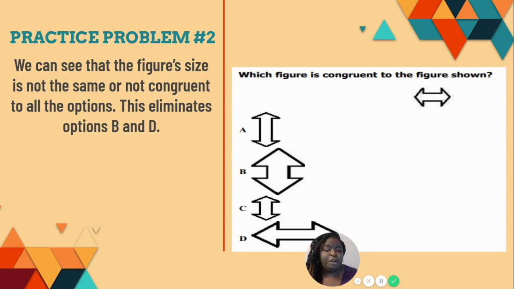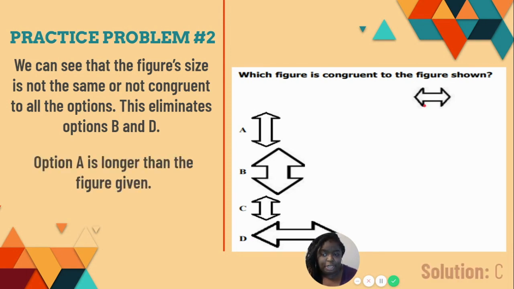Once we have eliminated those, we're given option A and C. We can see that in option A and C, the double arrows are turned vertically, so it makes it a little tricky to really see the size. But we can see that the length here is longer than our length here, which means our solution is option C.